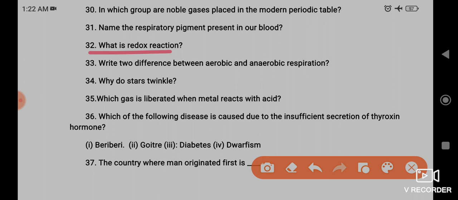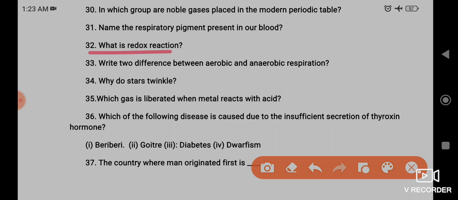Aerobic respiration takes place in the presence of oxygen and produces a lot of energy, more energy than anaerobic respiration. Whereas anaerobic respiration takes place in the absence of oxygen and produces a comparatively low amount of energy as compared to aerobic respiration. Okay, these two differences you can write or you can read out from the text.